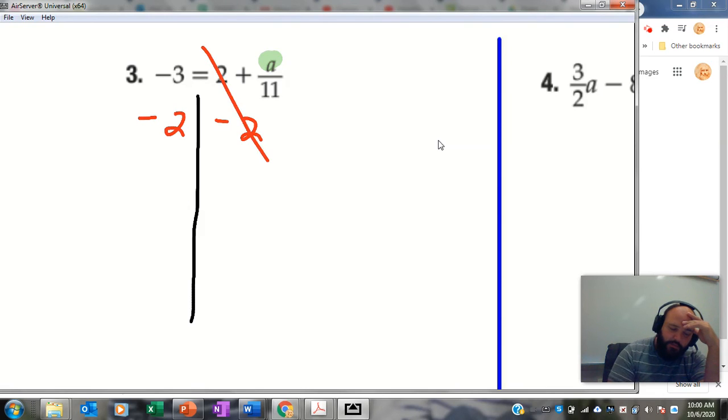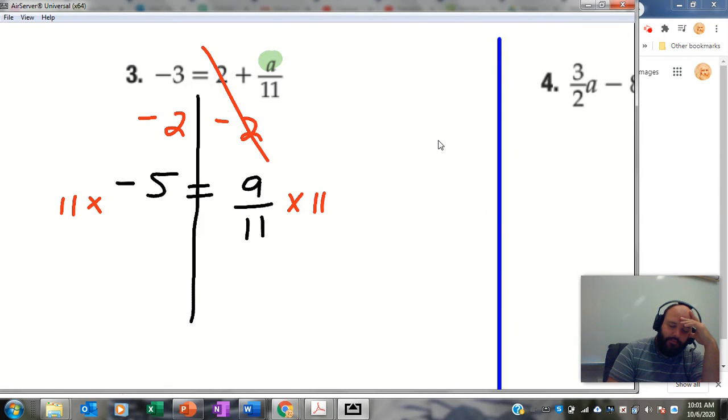So these two cancel. On the left side, it's -3 minus 2, which is -5. And on the right-hand side, I have a divided by 11 still. All right, so now we need to undo the division by 11. So we're going to undo that by multiplying by 11, just like that, and just like that. And you can see these 11s are going to cancel over here. That's what's supposed to happen.